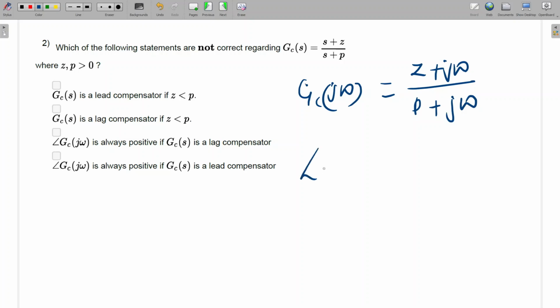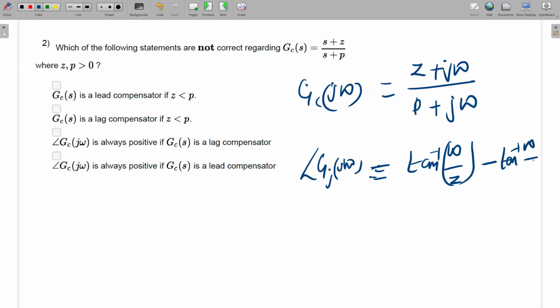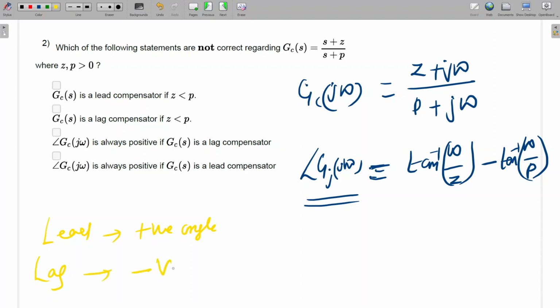So what will be the angle? Angle GC j omega will be equal to tan inverse omega by z minus tan inverse omega by p. Is it clear up to now? So see, one statement is there. Lead means it will contribute positive angle. Lag compensator means it will contribute negative angle. So if z is less than p, what will be the angle?